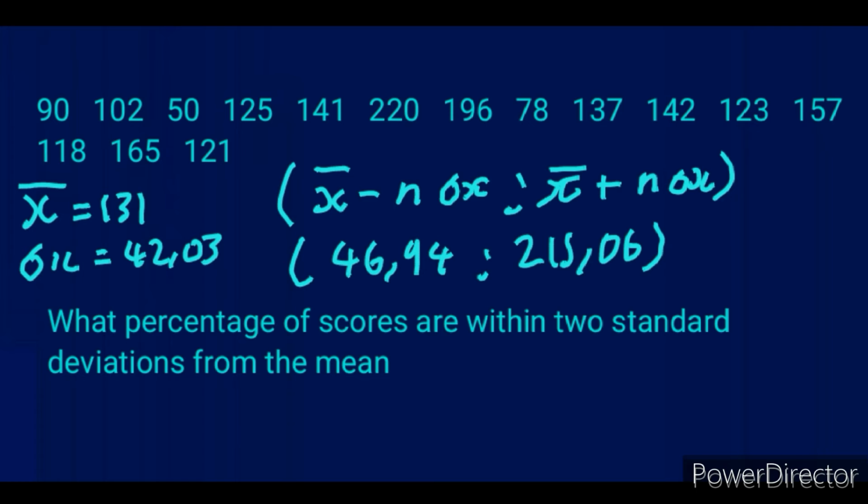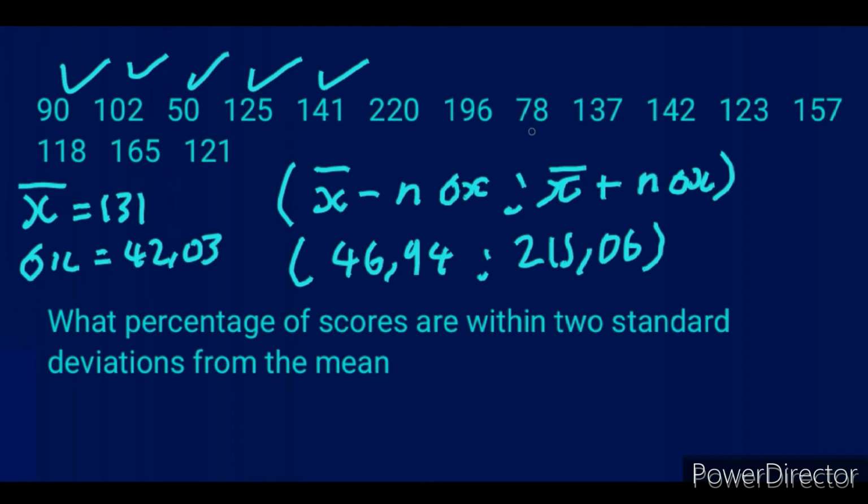Alright, so let's check the first score. The first score is 90. 90 is bigger than this and smaller than this, obviously. Then 102 also works, and 50 also works. 121 works. 141 works. 220, yep, 220 is bigger than 215, so 220 doesn't work.